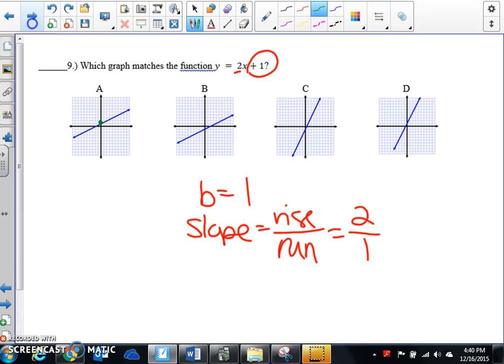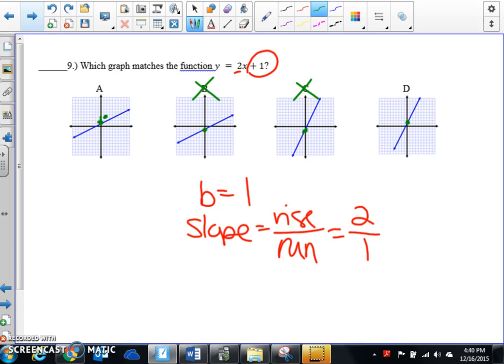So that looks good. Here my b is negative 1, so that's not good. Here my b is negative 1, so that's not good. Here my b is a positive 1, so that's good. So I'm down to at least a 50-50 by knowing that my y-intercept is a positive 1. Then I need to do slope. So I rise 2, run 1.